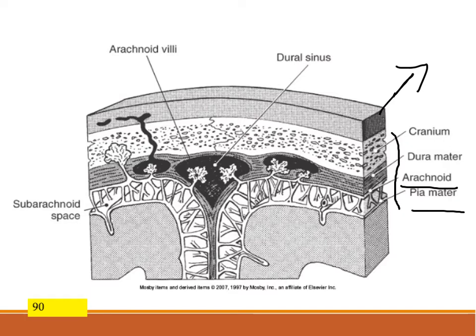Sub, under, below, dural matter. So the subdural space is the space between the arachnoid and dural matter, right? How about the subarachnoid space? Where's that between? Subarachnoid space is underneath the arachnoid, so it'll be between what and what? Arachnoid and pia matter, right? So you need to know those important spaces.